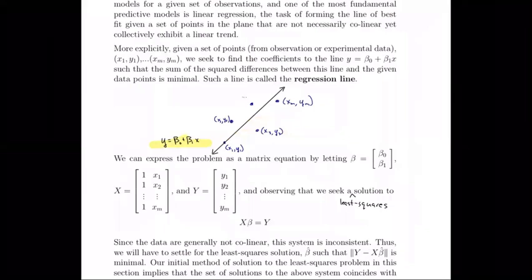So beta naught is our constant, our y-intercept, and beta 1 is the slope of this regression line. Clearly, these points cause this to be an overdetermined system, right? There's noise here. Not all points end up on this line, and in fact, there's no straight line that goes through all of these points at all.